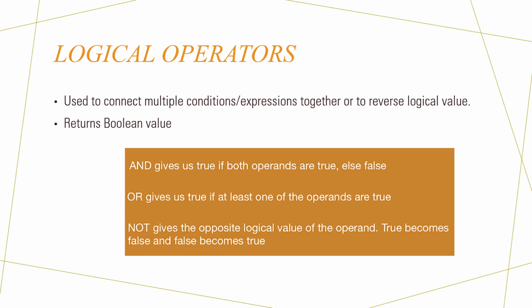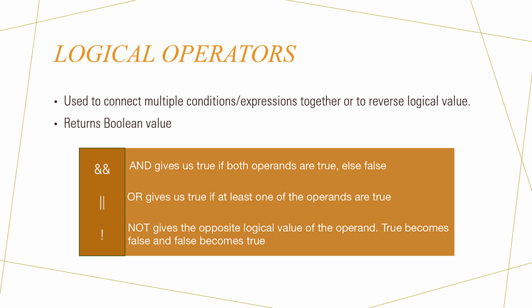Logical operators. They are used to connect multiple conditions together or to reverse the logical value. These also return a Boolean value. For example, the double ampersand sign is represented as AND, which gives us true if both the operands are true, else it will return a false.